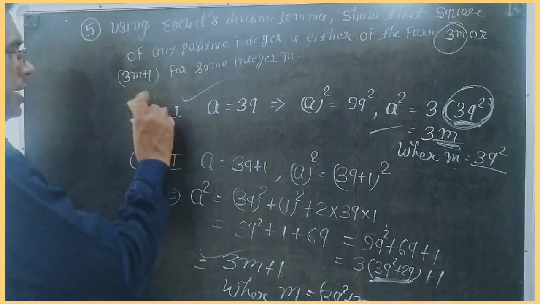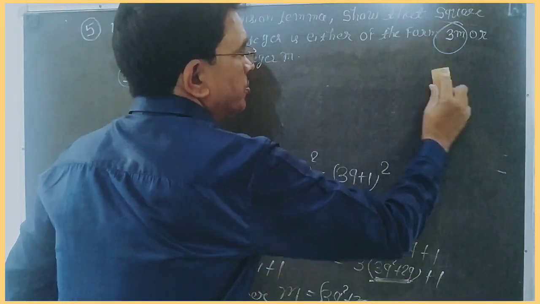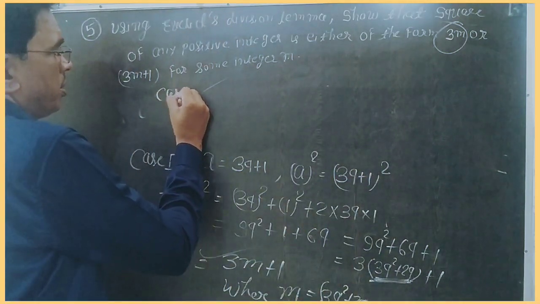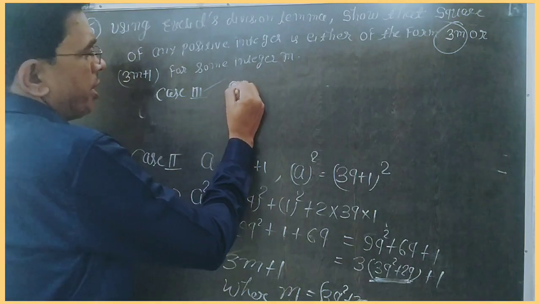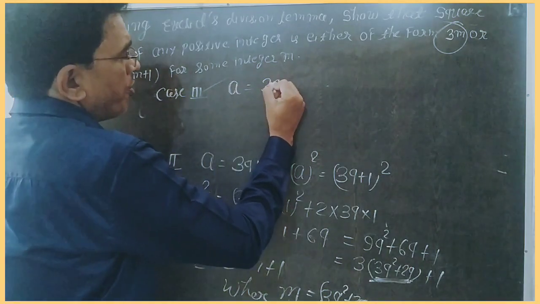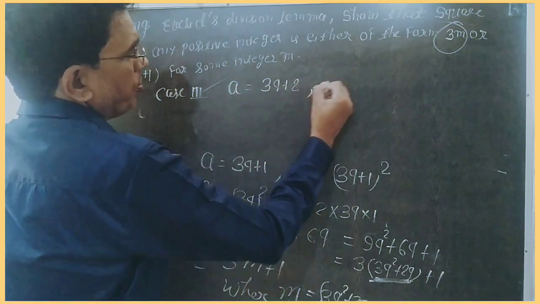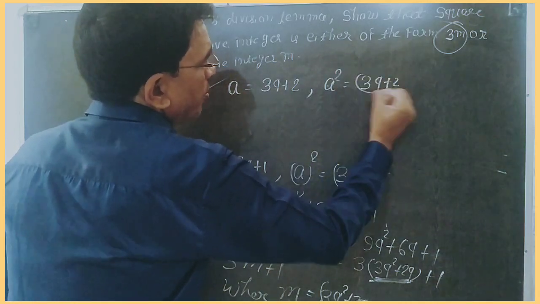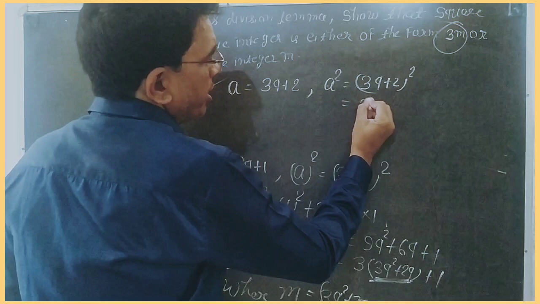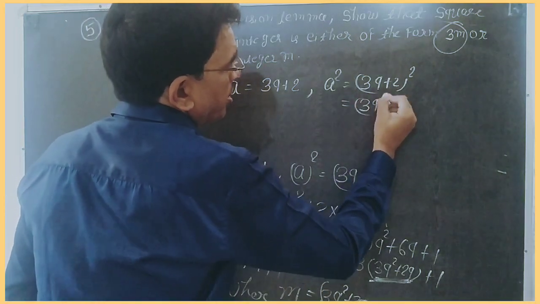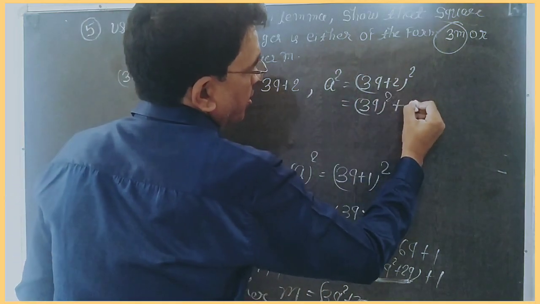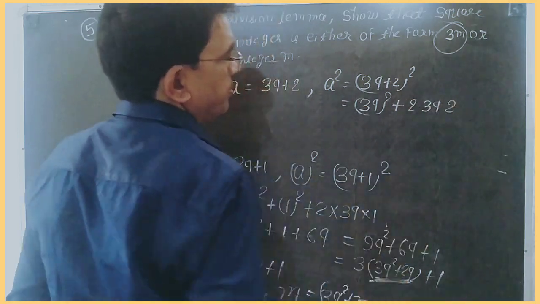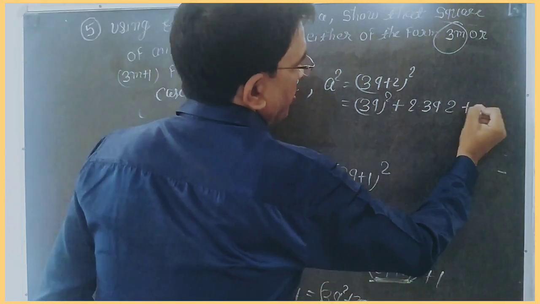And the last case is 3q plus 2. So case third, a is equal to 3q plus 2. So a square is equal to (3q plus 2) whole square. What is it? a square plus 2 into a into b plus b square.